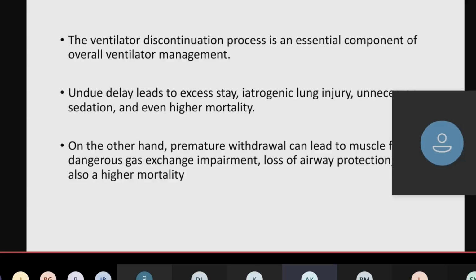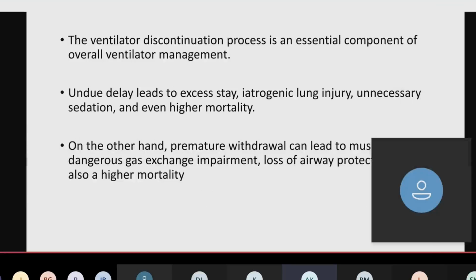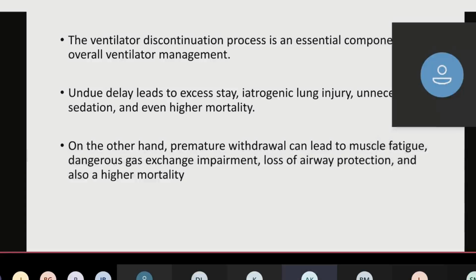As you all know, any undue delay in extubating the patient or weaning them from the ventilator can cause excessive stay. That might add to cost. It can cause iatrogenic lung injury. Being on a ventilator, he might require sedation, and all this can lead to high mortality. On the other hand, if you prematurely withdraw a patient from the ventilator, prematurely extubate a patient, or try to wean him, that can lead to muscle fatigue, hypoxia or hypercapnia, or loss of airway protection, and ultimately results in higher mortality.